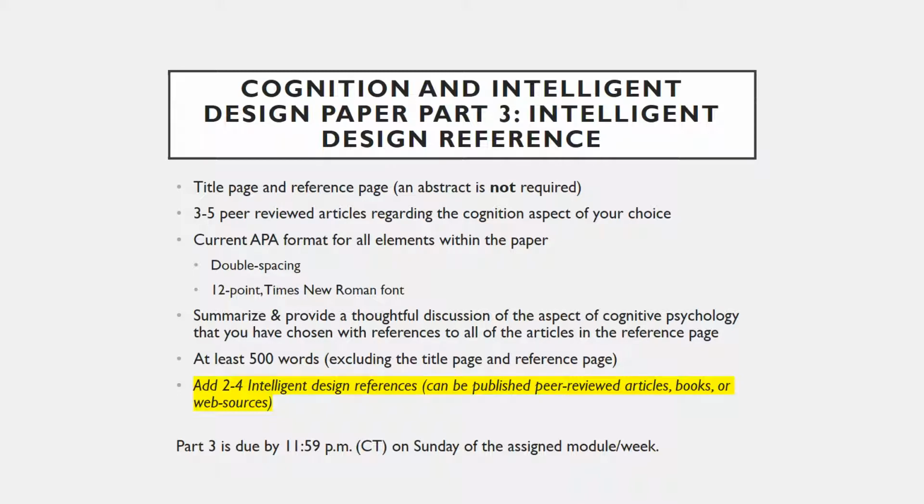However, you've got to be creative with this. You may not find an intelligent design reference that specifically speaks to that aspect of cognition that you've talked about, but you could find something theoretical that talks about an approach that could be applied, or something biological that also applies to that area of cognition. So use some creative license here, but also make sure that you can pull in that intelligent design perspective from those articles that you choose.